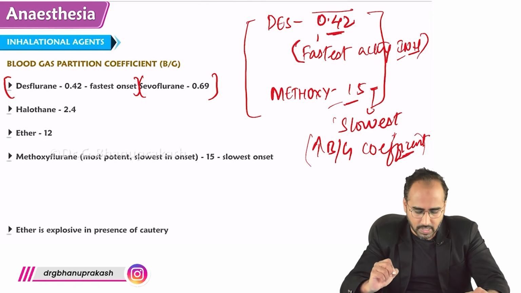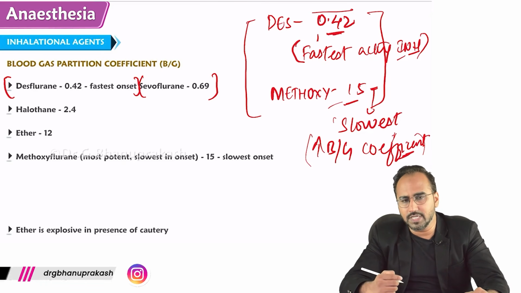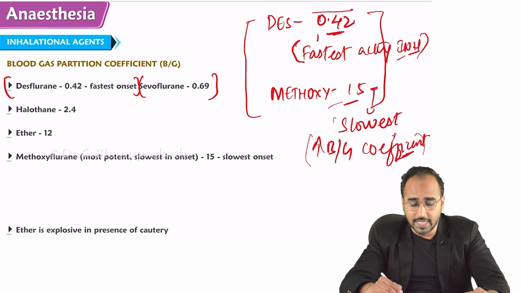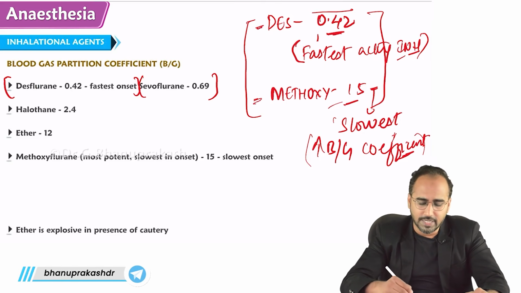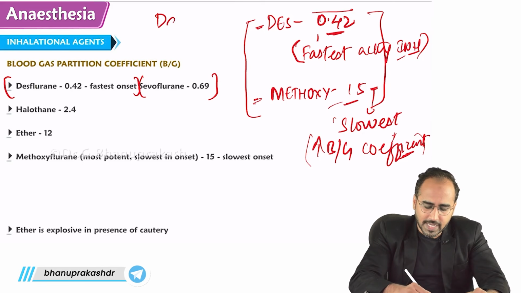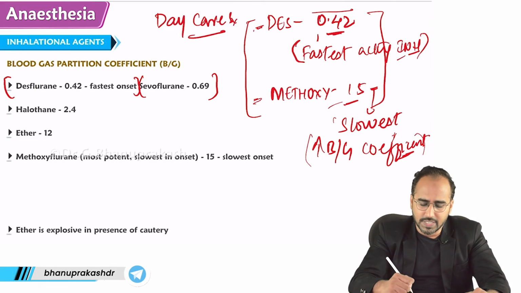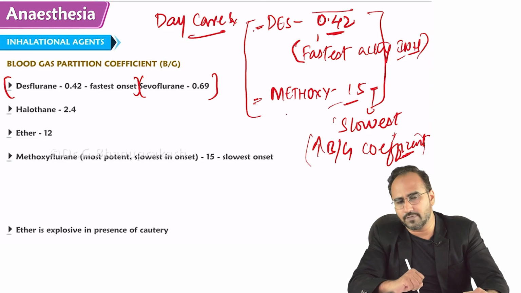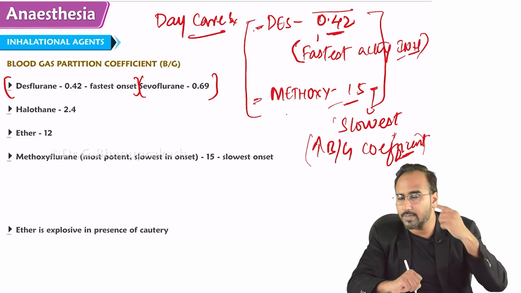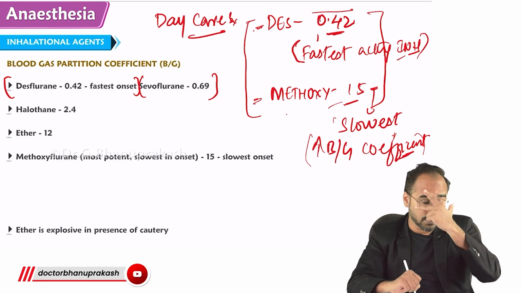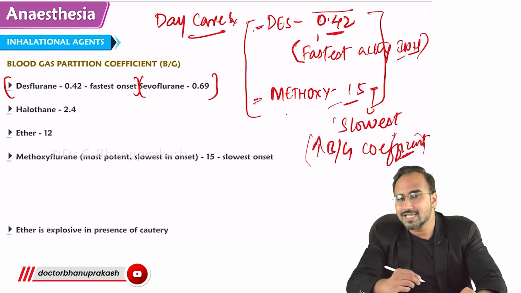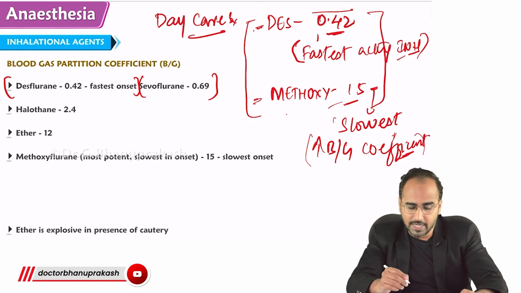Slow in onset, right? We have discussed these two agents. Now again guys, I am giving you the option Desflurane and methoxyflurane, and I tell you to use one inhalational agent in daycare surgery. Which one will you use? Will you use Desflurane or methoxyflurane for daycare surgery? Come on guys, which one will you use? For daycare surgery, you want an agent that has a rapid onset and rapid recovery.